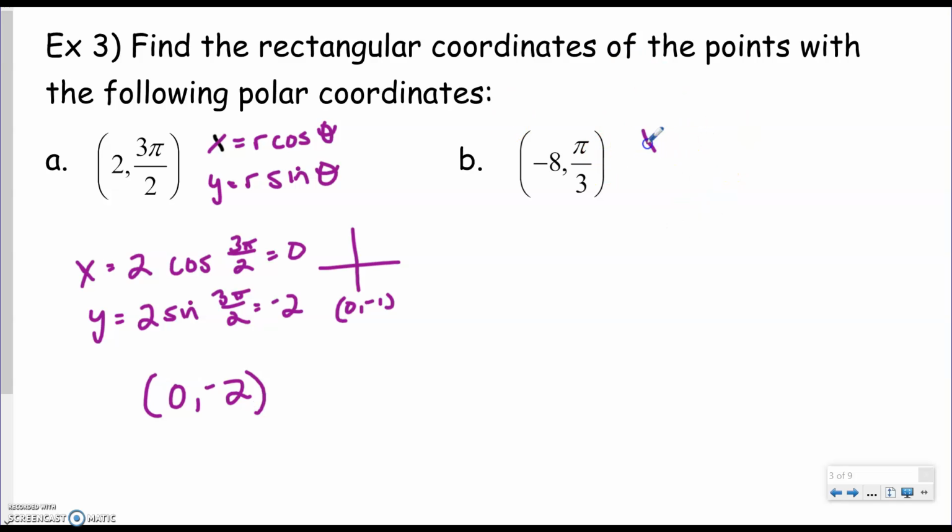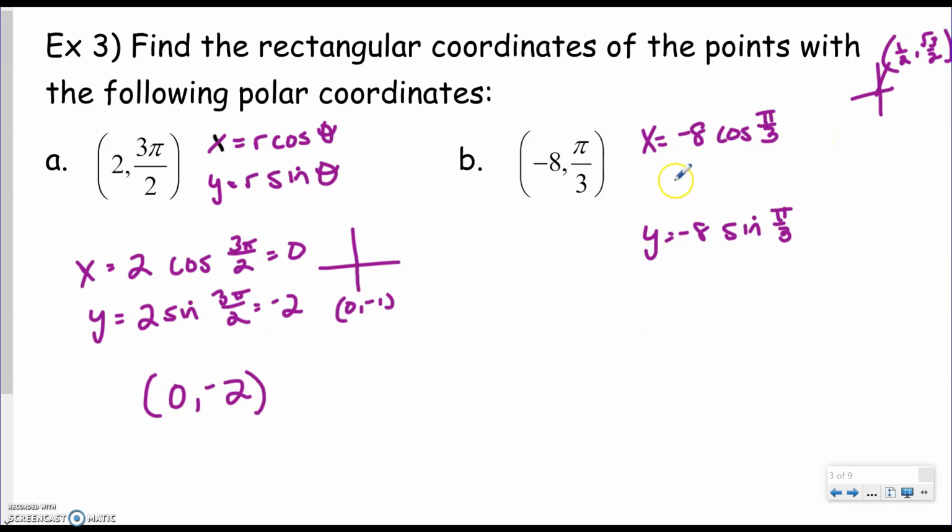We're going to do the same thing here. x is going to be negative 8 cosine of pi over 3, and y is going to be negative 8 sine of pi over 3. If we think of pi over 3, this angle right here, we have 1/2 and square root of 3 over 2. So we're going to plug those in. I get negative 8 times 1/2 for my x, which gives me negative 4. And I get negative 8 times the square root of 3 over 2, which gives me negative 4 times the square root of 3. Okay, that's all you're doing to change polar coordinates to rectangular coordinates.